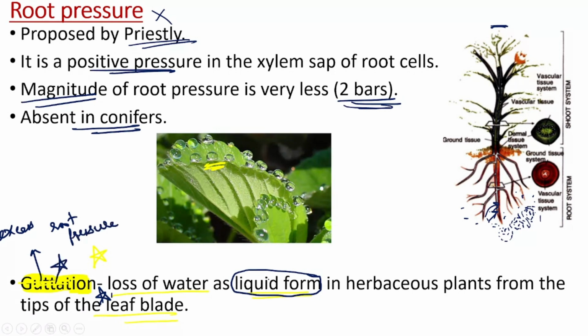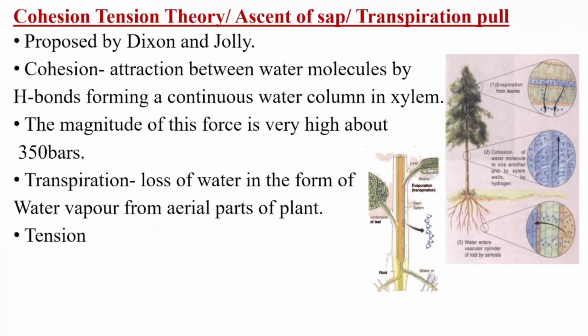Okay. So what was the theory that finally was accepted by many scientists to explain how water is actually translocated to the top regions in the plant against gravity? That was the cohesion tension theory, also known as transpiration pull or ascent of sap, and it was first proposed by Dixon and Joly. According to this theory, the main driving force for water to be pulled up from the soil is transpiration. What is transpiration?